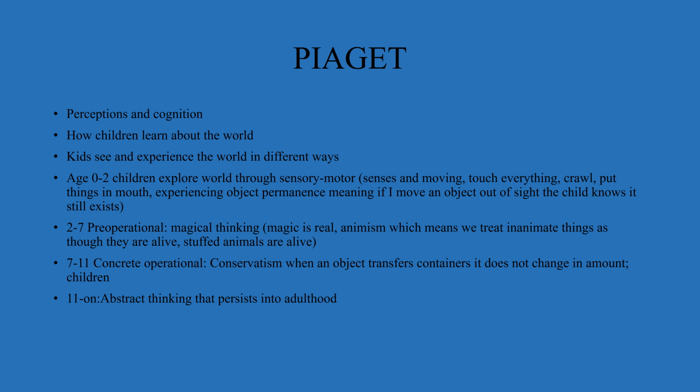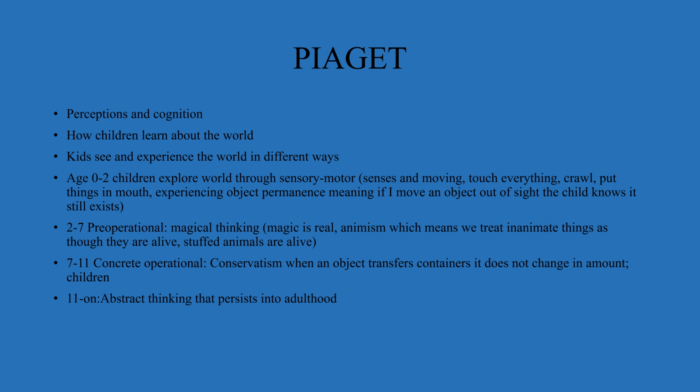Then we move from like 2 to 7, the pre-operational magical thinking. This is fun to take kids to Disneyland because magic is real. We treat inanimate things as though they're alive. So we play with our stuffed animals, we play with our Barbies, we make them talk and have fun with each other. And we are in the pre-operational magical thinking.